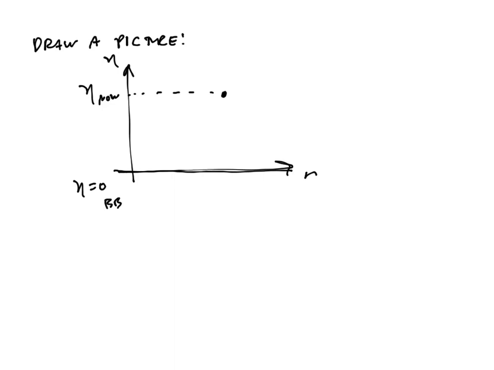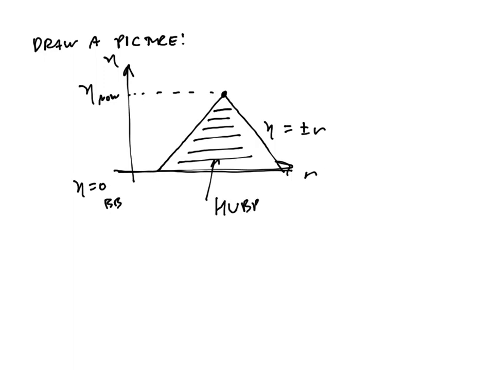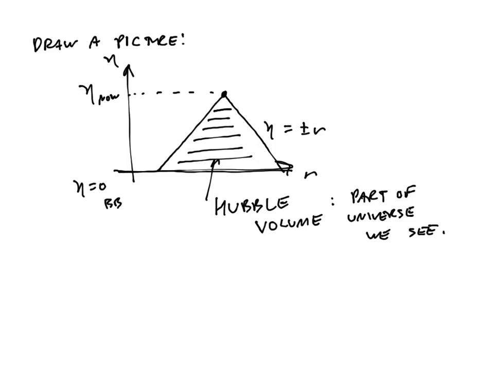Now imagine you sit right now and look out into the sky. So in other words, you are looking at light rays that are coming to you from the distant past. Remember, light rays always satisfy eta is plus or minus r. So the light rays that hit us look like this. Okay. Now, the first thing to note is that we can only see a finite chunk of the universe. We can only see things that are inside this light cone. So this is the observable universe, and this part here is called the Hubble volume. Okay. So this is the part of the universe that we can see. All right. Anything outside there we can't see.